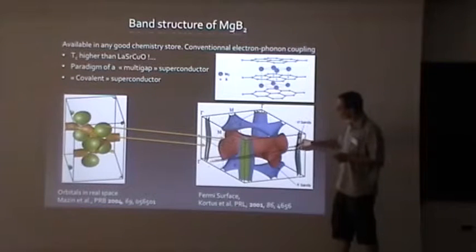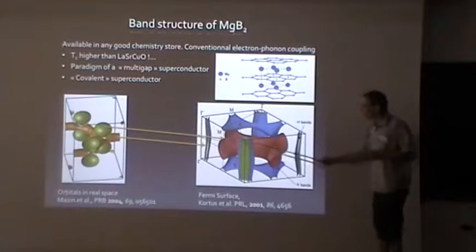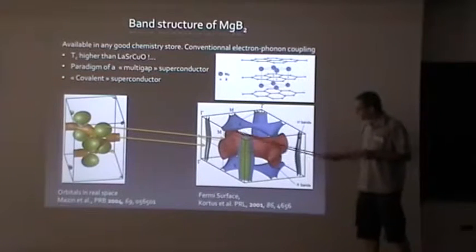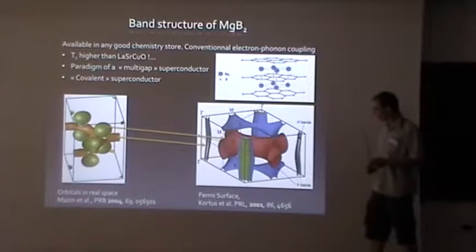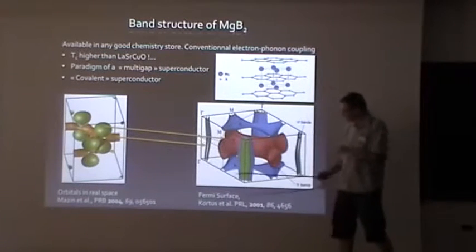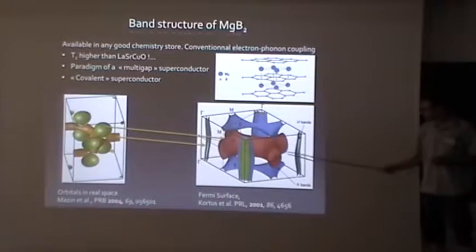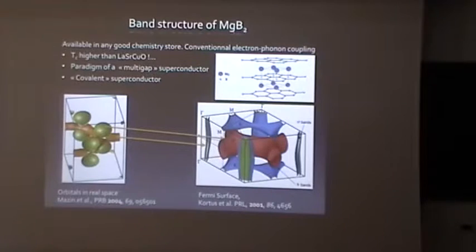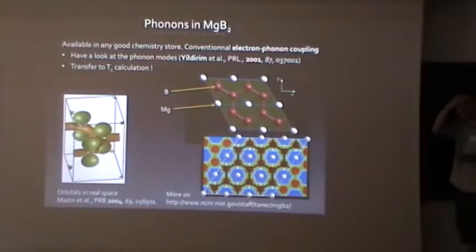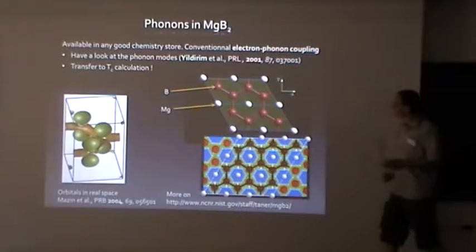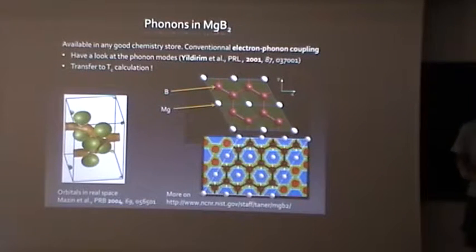And essentially, what is new compared to other systems is that the sigma bands from the boron are not completely filled. This is due to the presence of this magnesium. And for these pi bands, you have both electron and hole sheets. But the most important is this covalent band, which is the sigma band. This Fermi surface is well determined, and easy to calculate also because it's a very simple system. And people also could very easily calculate the phonon spectrum. And then you have a very nice website from these people where they show even some animation, I think.